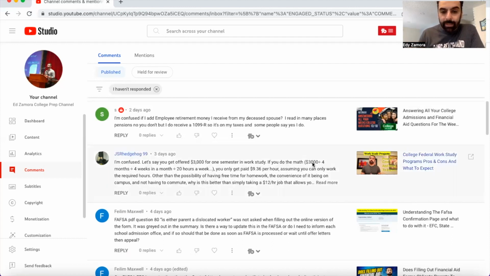And see here, I have a breakdown of what they think the math will be. You only get $9.36 per hour, assuming you can work. Now, this person is assuming a certain amount of hours they have to work to get the work study, and so on and so forth. Every college's work study program has a different hourly rate. So unfortunately, unless you know exactly what they're paying for that department, your equation is not going to work out.